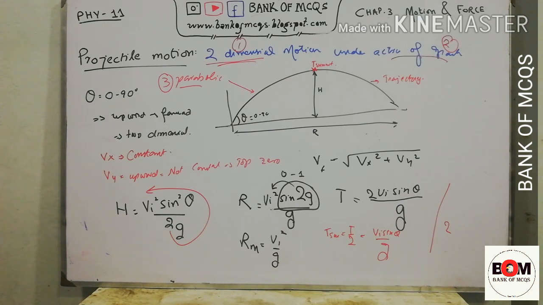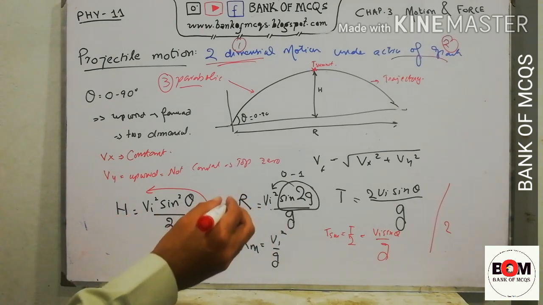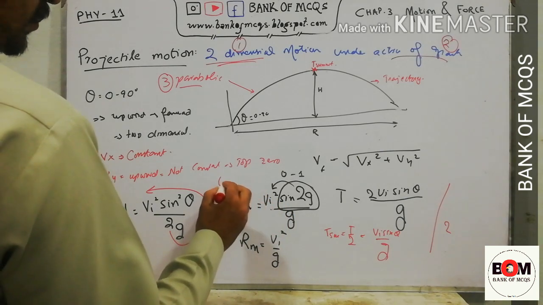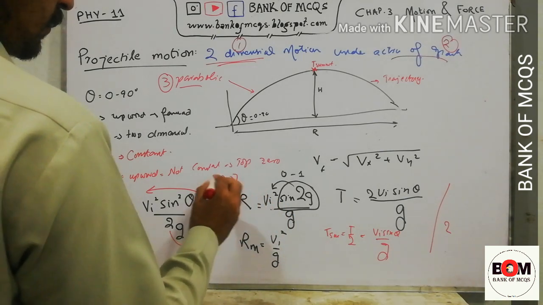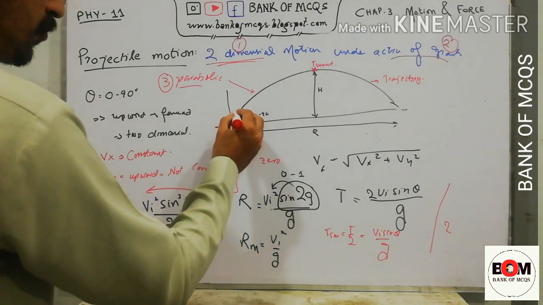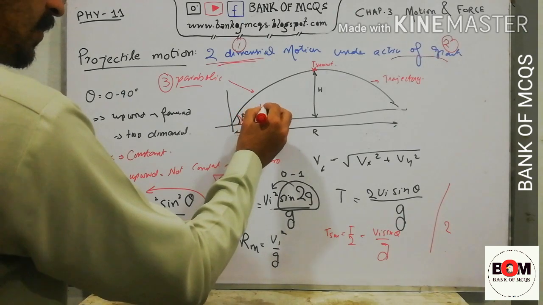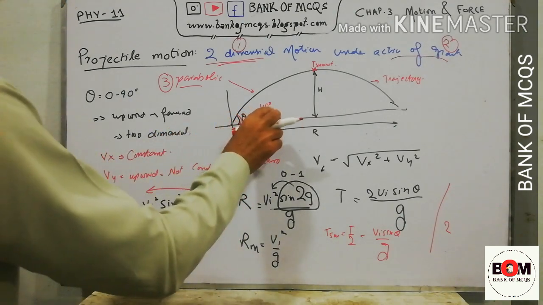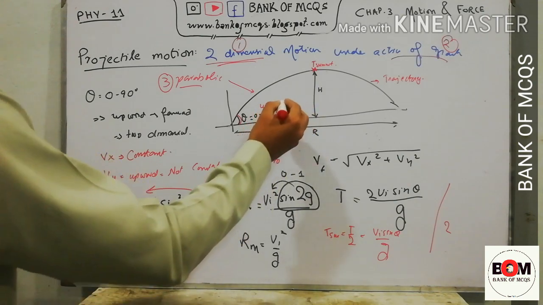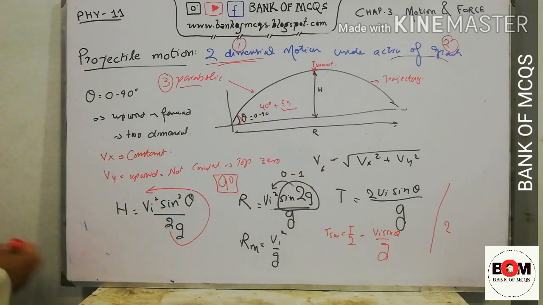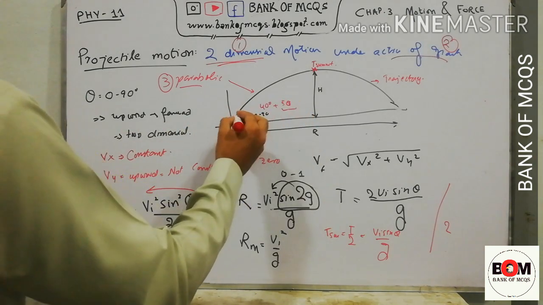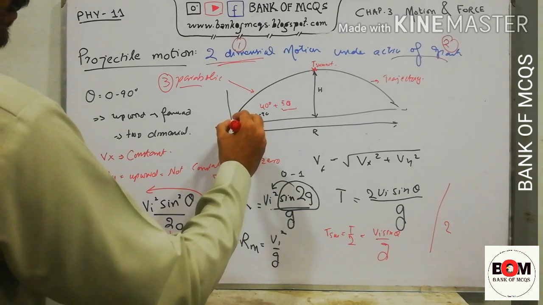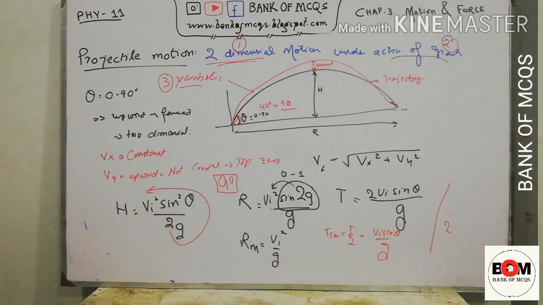Next, there are two terms: the angles for range are complementary. It means that the sum of the two angles is always equal to 90. What does this mean? If we throw a body at an angle of 40, we add something to 40 to get 90. If we add 50 to this, we will get 90. So 40 plus 50 is equal to 90. So if we throw the ball at either 40 degree or 50 degree, it will reach the same point.